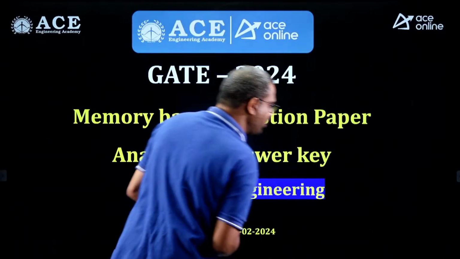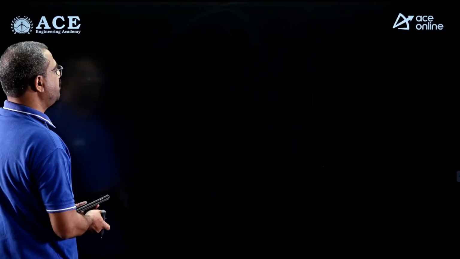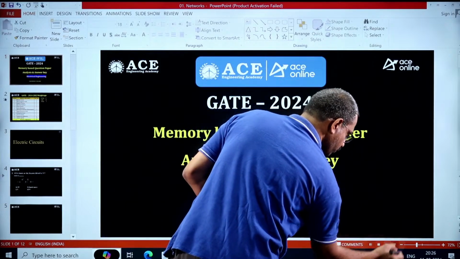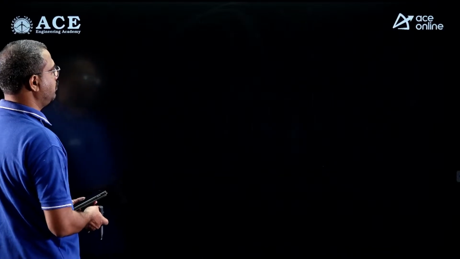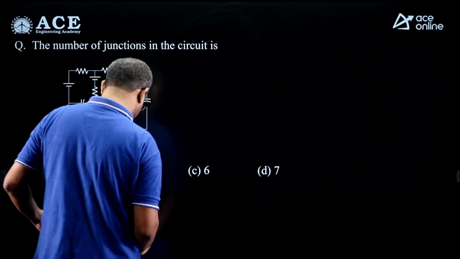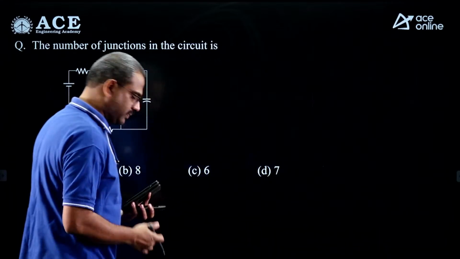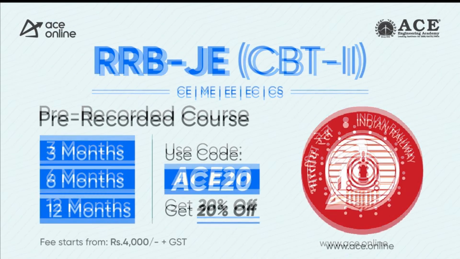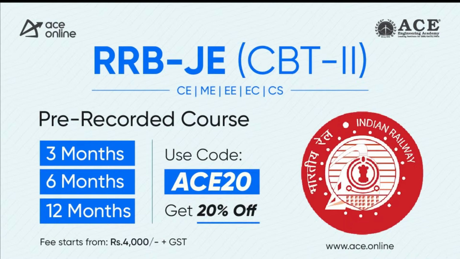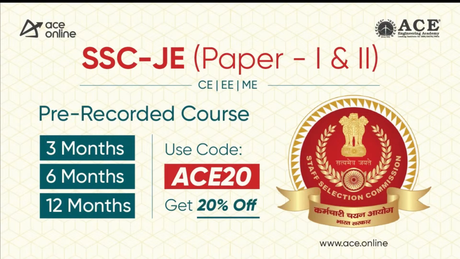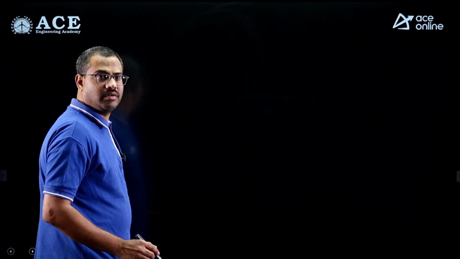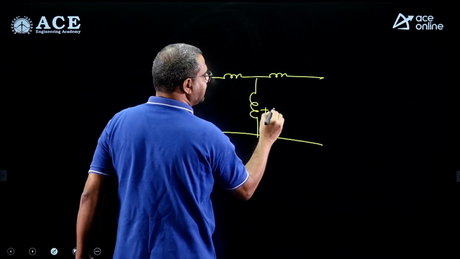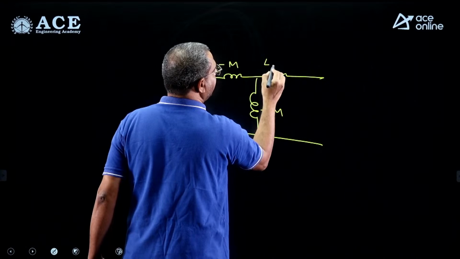with the available data, I am just concluding this in 1 minute. So I would have converted this into a T model, where if it is mutually aiding, this would be plus M, and this would be L1 minus M, and this is L2 minus M.